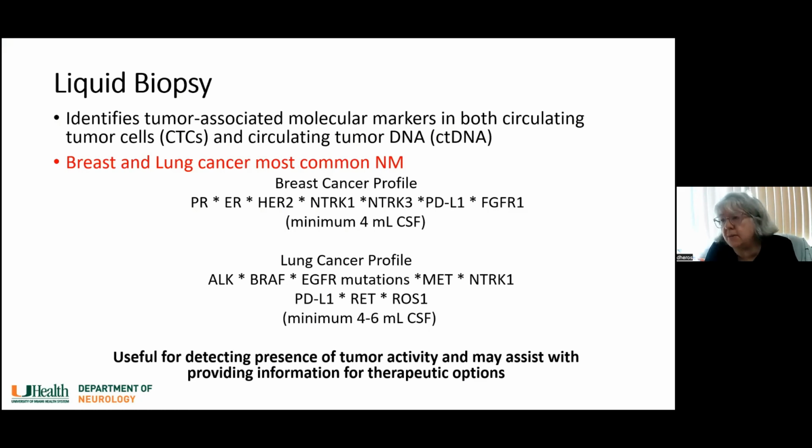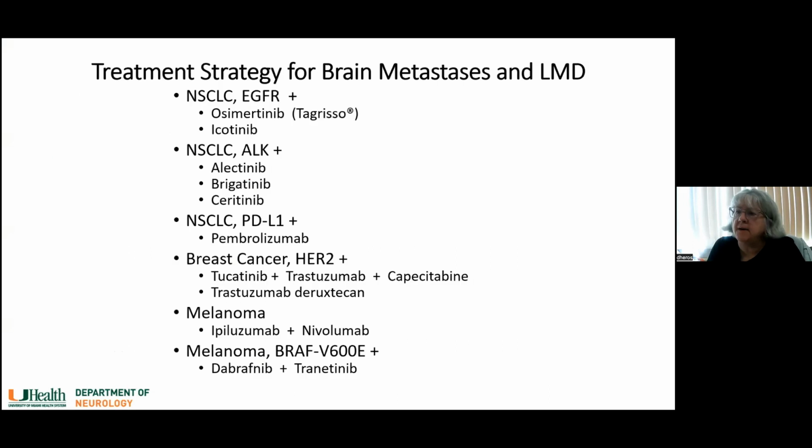So they're developing, this is through a company called Biocept that we're developing a good working relationship with, and sending the CSF and using these different profiles that they're developing to look for the mutational changes that may be targetable. So this is a list just to help you appreciate some of the options that are now available for treating brain metastasis and leptomeningeal disease using these various systemic therapies.